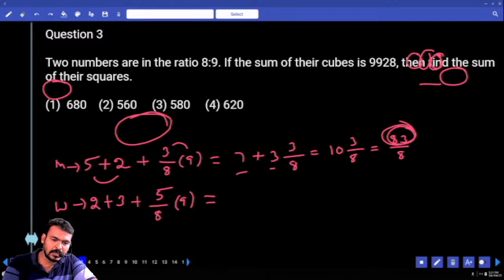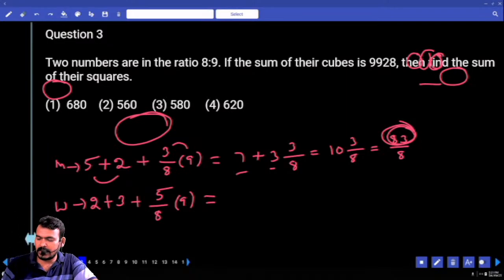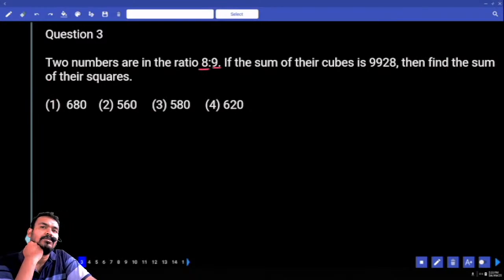Next, question number 3. Two numbers are in which ratio? 8:9. If the sum of their cubes is 9928, then find the sum of their squares. Suppose first number 8 is taken, second number 9 is taken. What is 8 cubed? 512. What is 9 cubed? 729. Both are adding. We are getting 500 plus 700, almost 1200, changed or not? But here the value is 9928, or not? Okay.